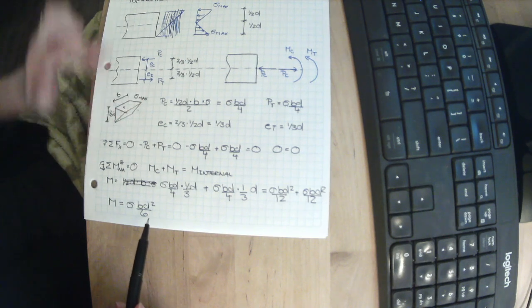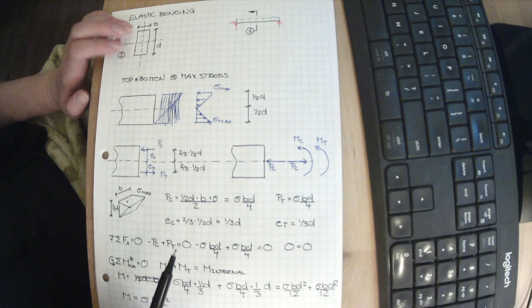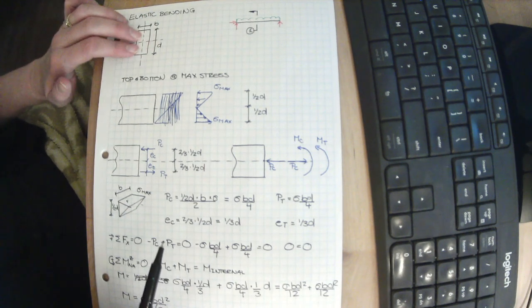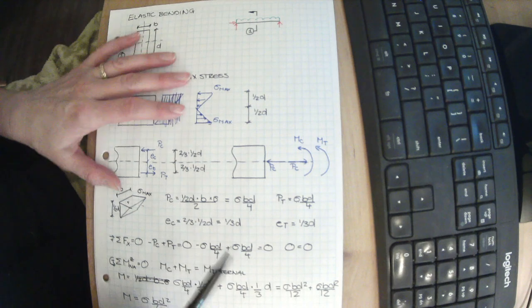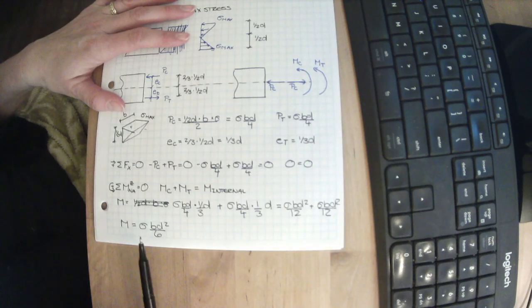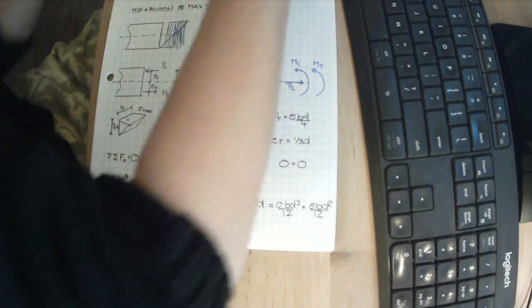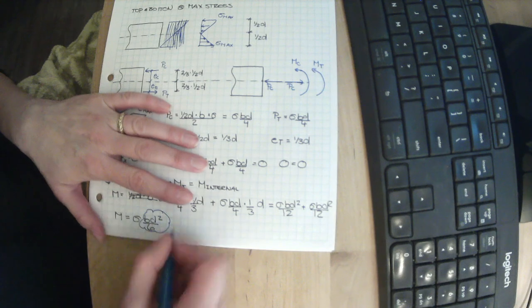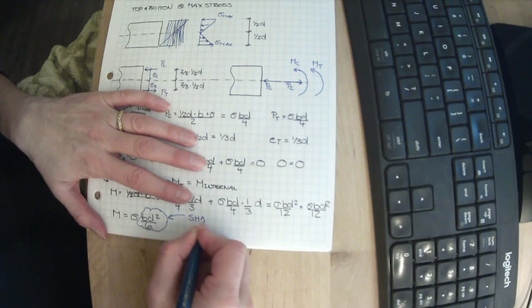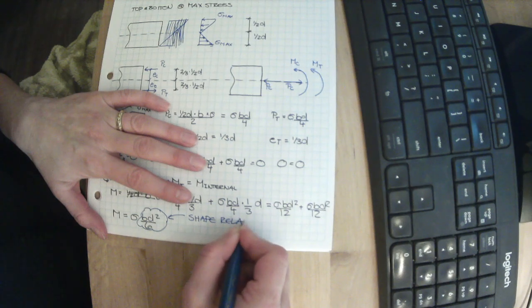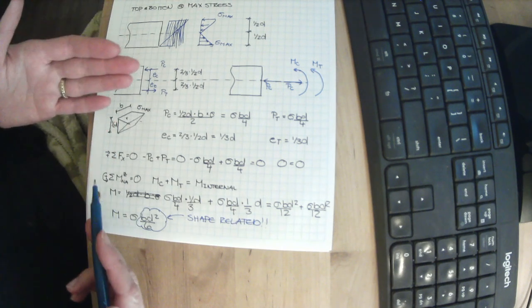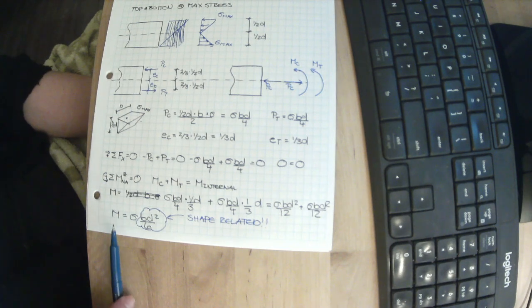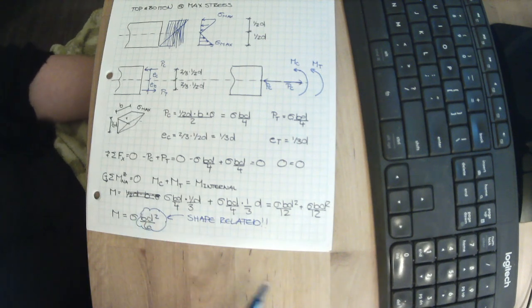Remember, this shape was based on the fact that we were cutting through this rectangular shape. A different shape here would have a different looking stress profile, or a different place where the centroid was, really, which means this would start to look very different. But that means that this part right here is shape related. So the only thing this has to do with is the shape of our object. So our internal moment here is M equals stress times some shape dependent value.